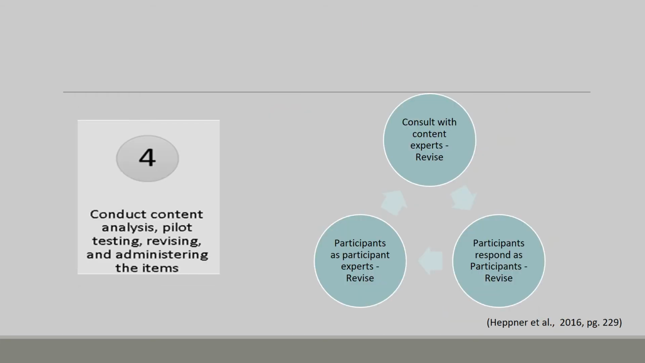Step 4, described by Heppner et al., reminds researchers that reading is a form of translation. Step 4 strives to enhance construct validity of the scale, where the scale measures what it purports to measure, by consulting with content experts to improve content validity through content analysis, engaging participants through pilot testing, and then participants as experts to gain feedback on questions or identify concerns about the scale, including the format of responses, such as rating scales, Likert scales, and response choices.